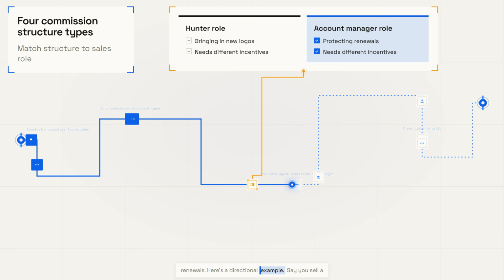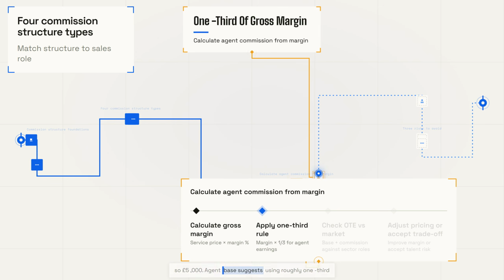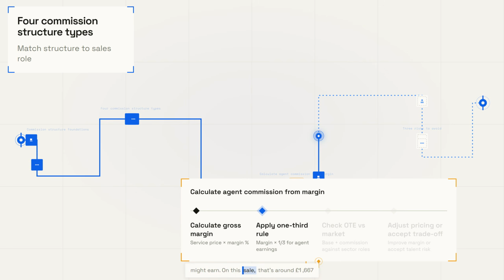Here's a directional example. Say you sell a service for £10,000 and your gross margin is 50%, so £5,000. Agent Base suggests using roughly one third of gross margin as a starting guide for what a sales agent might earn. On this sale, that's around £1,667, or roughly 17% of the sale value. That's a starting point, not a fixed rule.